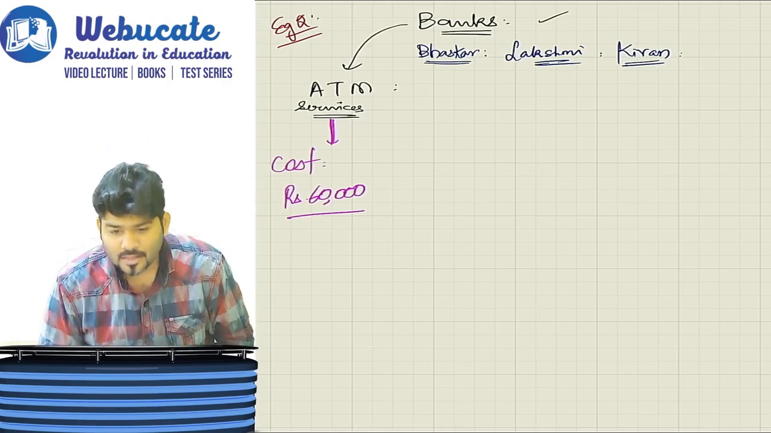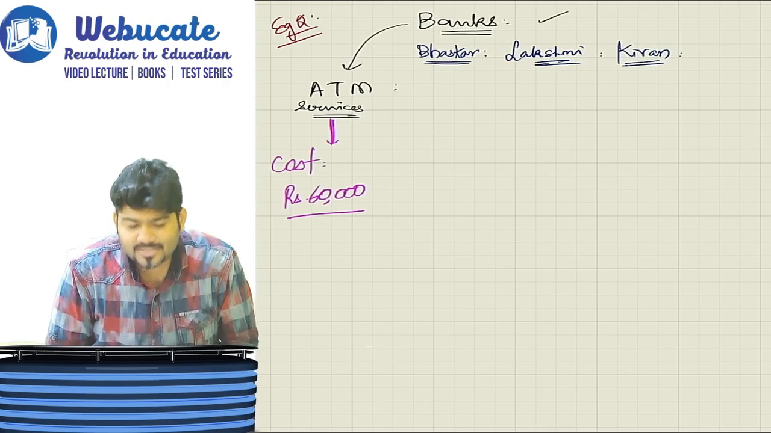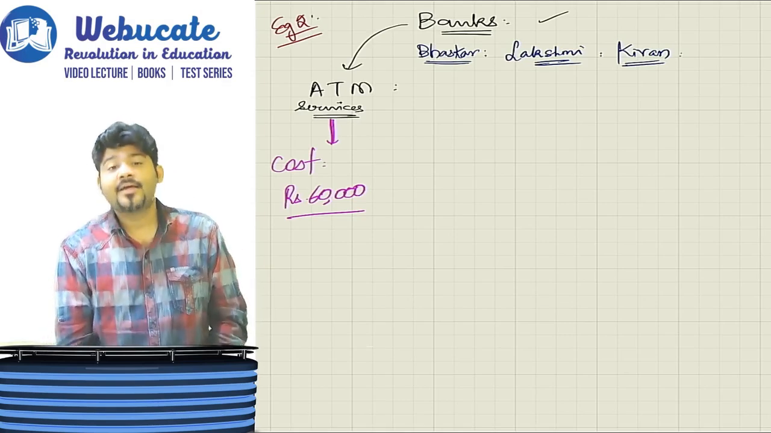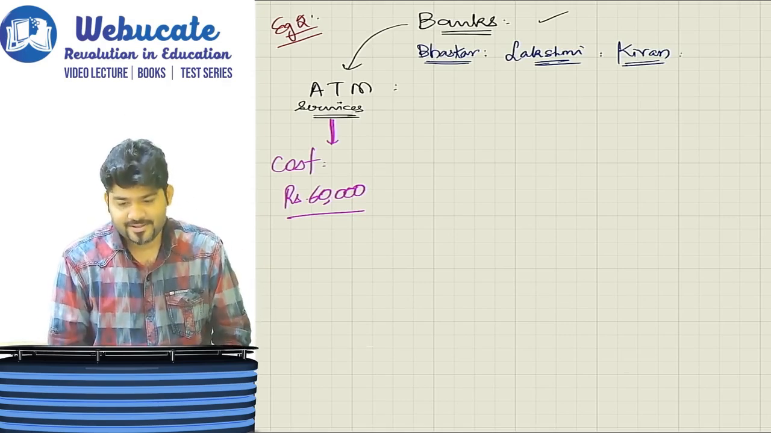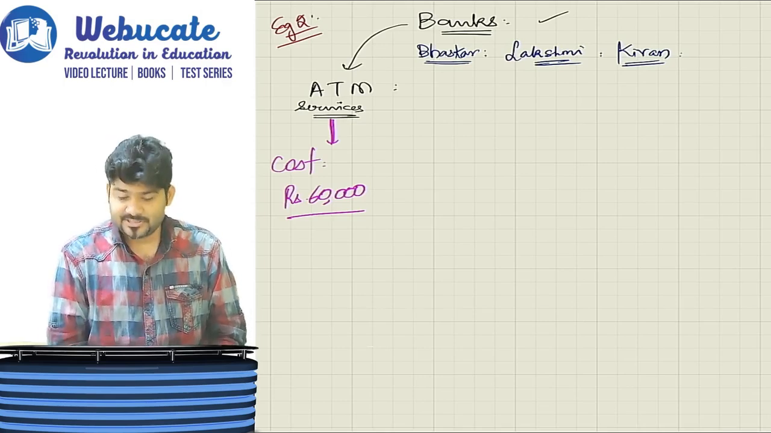Bhaski, Lakshmi, and Kiran. Okay, the bank has only three customers: Bhaski, Lakshmi, and Kiran. Tell me, what is going to be the ATM charges?